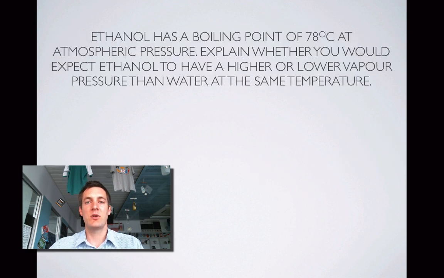And this is the last question that we're going to look at here, because we're getting onto vapor pressures now, and this was the last thing we looked at in the topic. We're comparing two liquids here, ethanol and water. We're being told that ethanol has a boiling point of 78 degrees. Remember, boiling point means this is the temperature at which the vapor pressure of the liquid equals the external pressure.